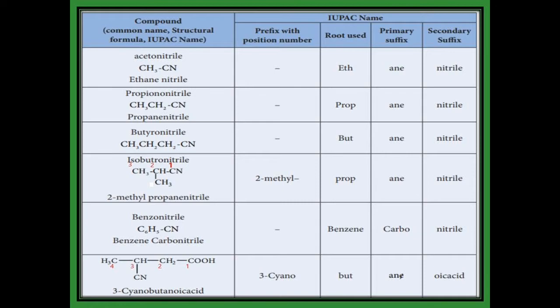The next one has 4 carbons linearly, so but, single bond ane, and then it is an acid, so oic acid, butane oic acid, with a cyano group on the third carbon: 3-cyanobutanoic acid.